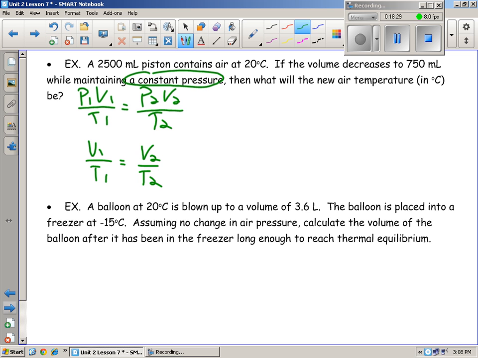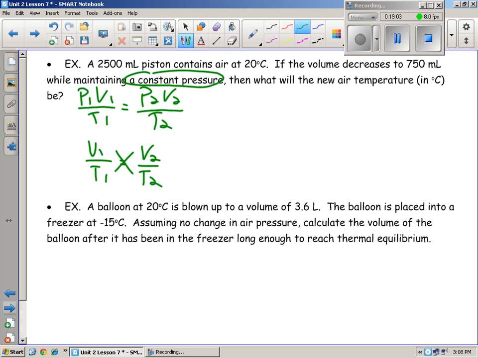V1 over T1 equals V2 over T2. When you see that, and I say, hey, what law is that? You should tell me. Say it, somebody. Whose law is that one? Volume and temperature, you should know. That's something I expect from you. The answer is Charles's law. So we need to solve for the new air temperature. The new air temperature, of course, will be T2. So I want to solve for T2.